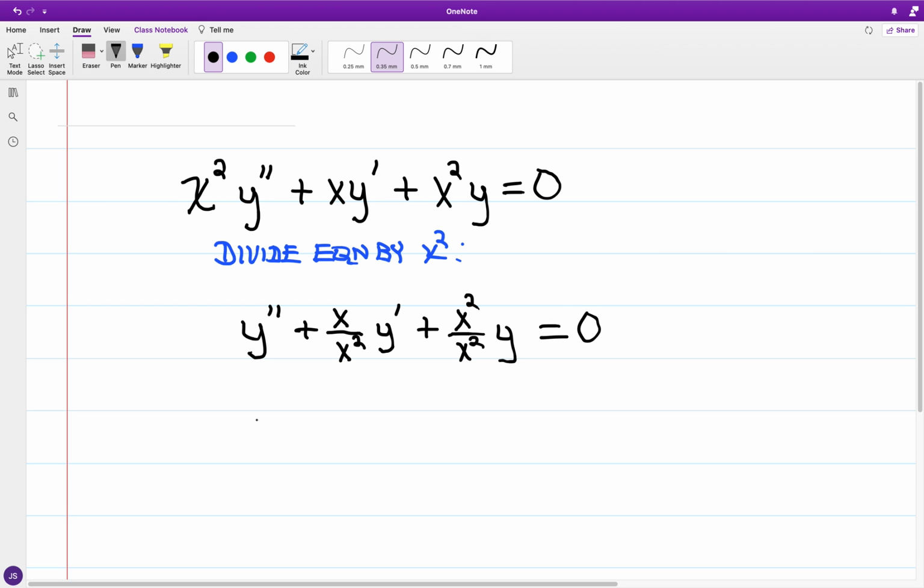Now with the method of Frobenius, your setup is going to be, you have y double prime as the first term, and with the y prime term your coefficient is going to have x in the denominator. So we have x over x squared, so this is going to become 1 over x times y prime, and for the last term, the variable term, I'm going to leave x squared over x squared as it is.